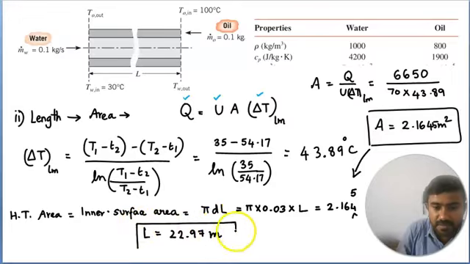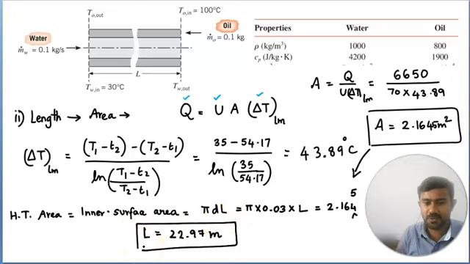That's a huge length. Okay. So in single pass, if you want 22 meters, just imagine how long the heat exchanger has to be. So only if you have about 23 meters, 22.9 is approximately 23, only if you have 23 meters of that heat exchanger for a 30 mm diameter, you can achieve this heat transfer rate and these temperatures. That's a huge length. Thank you.